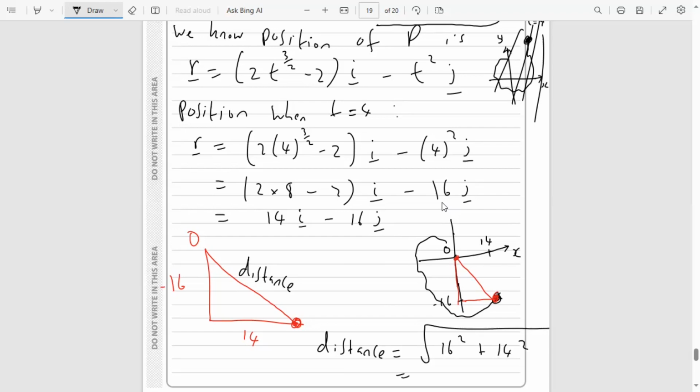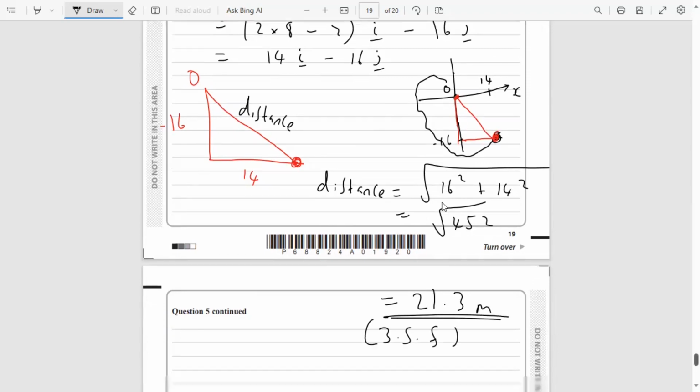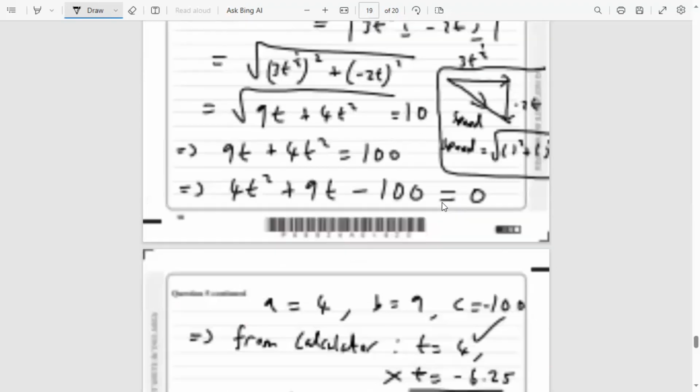I'll just do this in the calculator. 16 squared plus 14 squared. That's going to be the square root of 452. And then if we square root that, what do we get? It's about 21.3 to 3 significant figures. 21.3 meters to 3 significant figures. And that is our distance. So we've answered the question. That's our distance from the origin 4 seconds later.